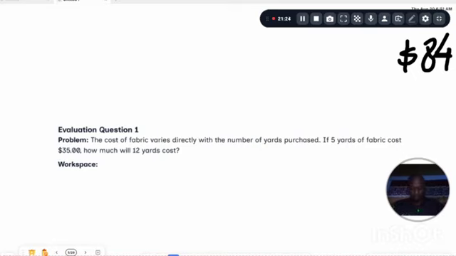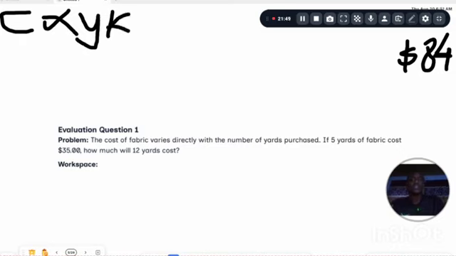So now, the cost of fabric varies directly with the number of yards. So let's call the cost C and the number of yards Y. So the cost of fabrics varies directly as the number of yards. Then we have our letter K. So if 5 yards of fabrics cost $35, now you have to be careful here. Don't just write 5 varies as 35K. You might be wrong. You have to look at it properly.